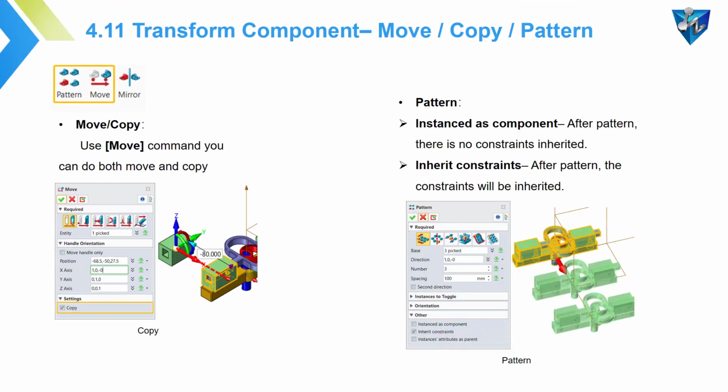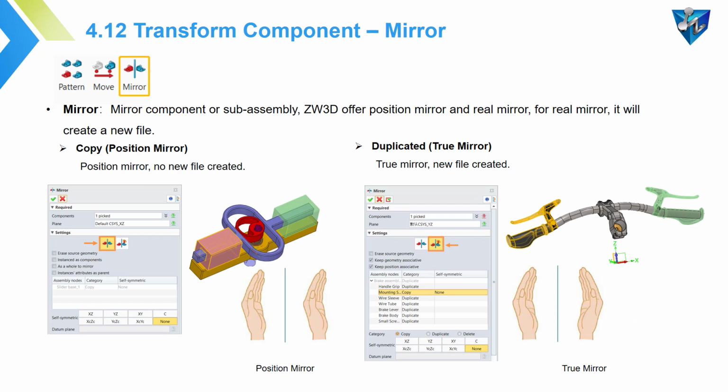Okay, next, I'd like to show you something about transformation. It's relatively easy, like move, copy, and pattern, similar to the part level. But for mirror, it's a little bit complicated. To be specific, you can choose to do the position mirror or true mirror. So what's the difference? Let me explain.